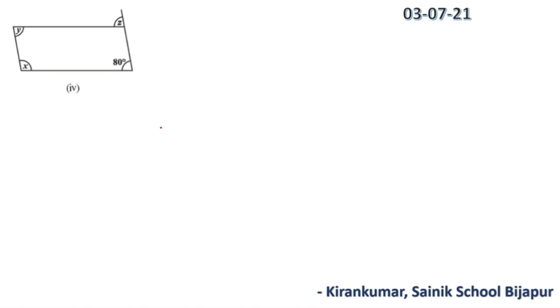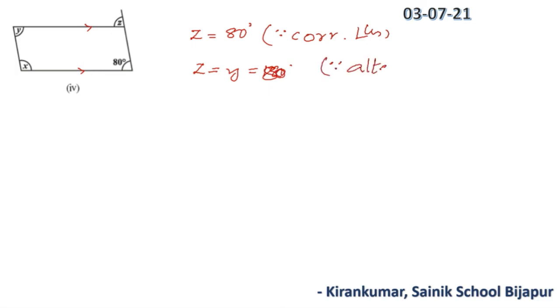Fourth figure, you need to just see these are the parallel sides and there is a transversal, so the corresponding angles are equal. Z will be equal to 80 degrees. The reason is they are the corresponding angles. Now I want you to observe Z is same as Y, which is 80 degrees. The reason is they are the alternate angles.